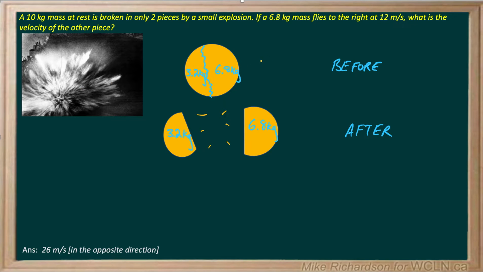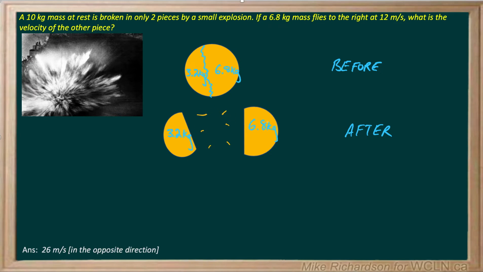Okay, here we have an explosion. There's a 10 kilogram mass at rest, and I'm just depicting it with this circle. And as a result of the explosion, it kind of splits a little bit off center so that a 6.8 kilogram portion flies off to the right. So this is my after picture down below.